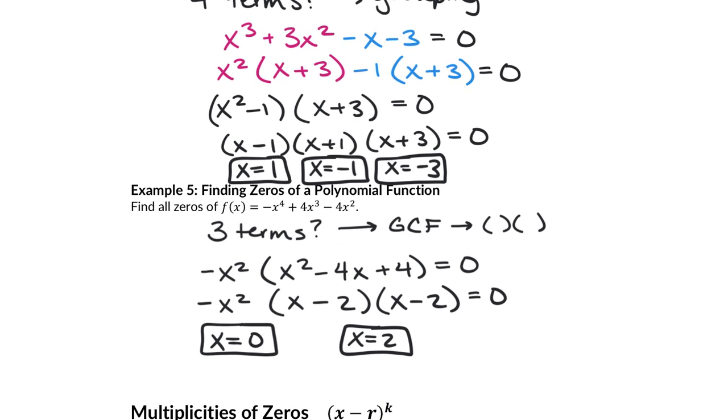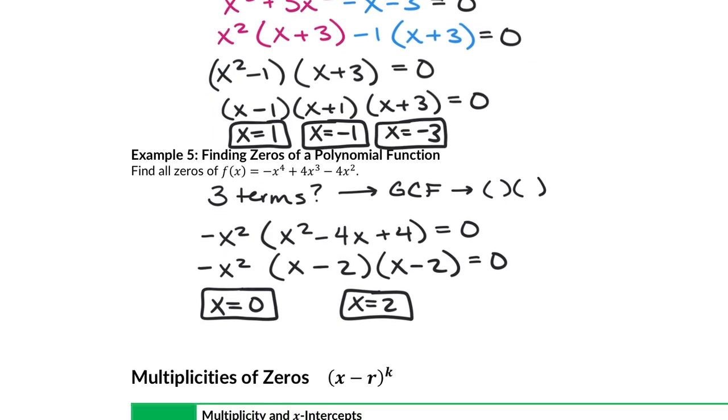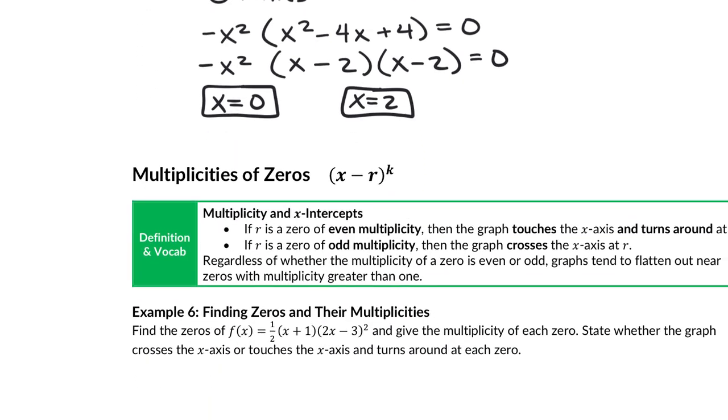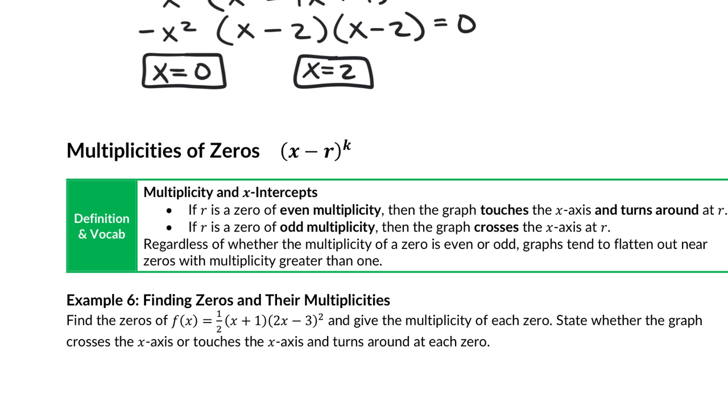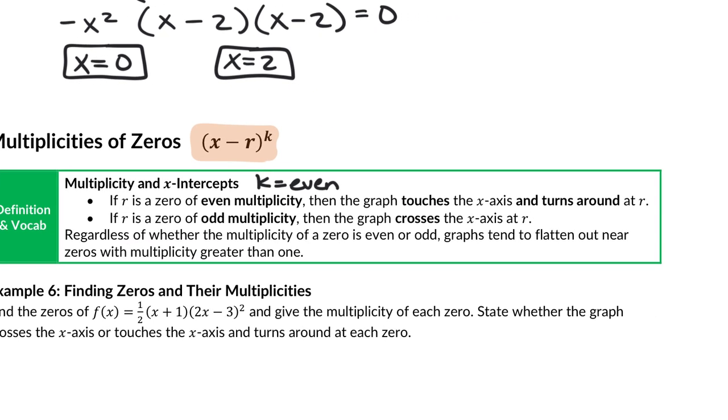But as we get more complex with our polynomials, we got to start talking about what's called multiplicity. The multiplicity of a 0 is basically the number of times that a particular factor repeats. If r is a 0 of even multiplicity, meaning that the k value is even, then the graph touches the axis and turns around at that point r. I like to call that a bounce. Your book calls it a touch and turn. I'm going to call it a bounce.